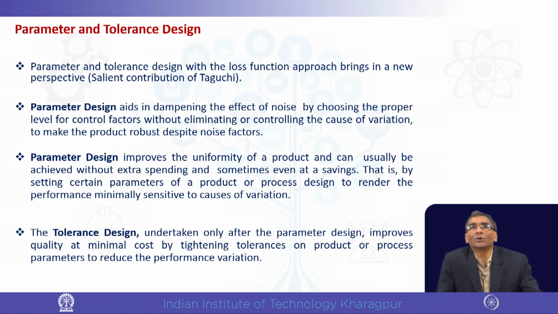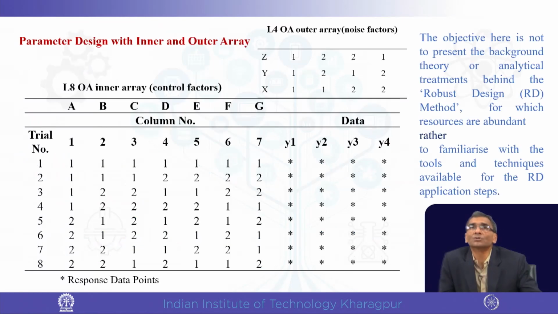Now, parameter and tolerance design, I have already discussed that. Parameter design aids in dampening the effect of noise by choosing the proper level for control factors, without eliminating the cause of variation, and it improves the uniformity of the product. The tolerance design, undertaken only after the parameter design, improves quality at minimal cost by tightening the tolerances on product or process parameters to reduce the performance variation. So, this is the tolerance design.